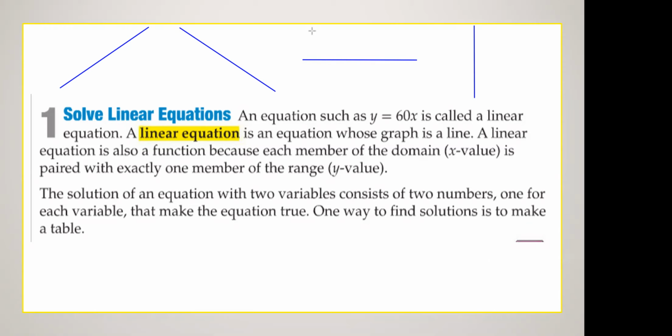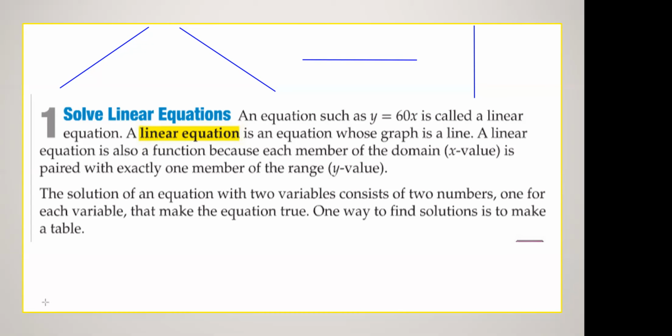A linear equation is also a function because each member of the domain, which is the x value, is paired with exactly one member of the range, which is the y value. The solution of an equation with two variables consists of two numbers, one for each variable, that make the equation true. In other words, you need an x value and a y value, and that would be your solution to an equation, okay?